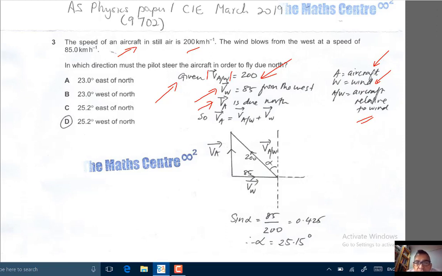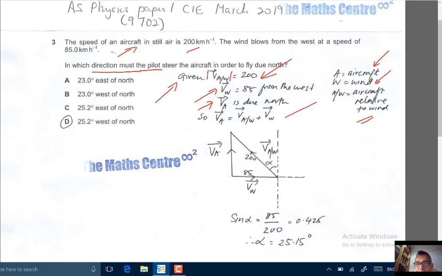Good. So what are we trying to find? We are trying to find the direction of the velocity of the aircraft relative to the wind. In which direction must the pilot steer the aircraft? So we are trying to find the direction of the velocity of the aircraft relative to the wind.